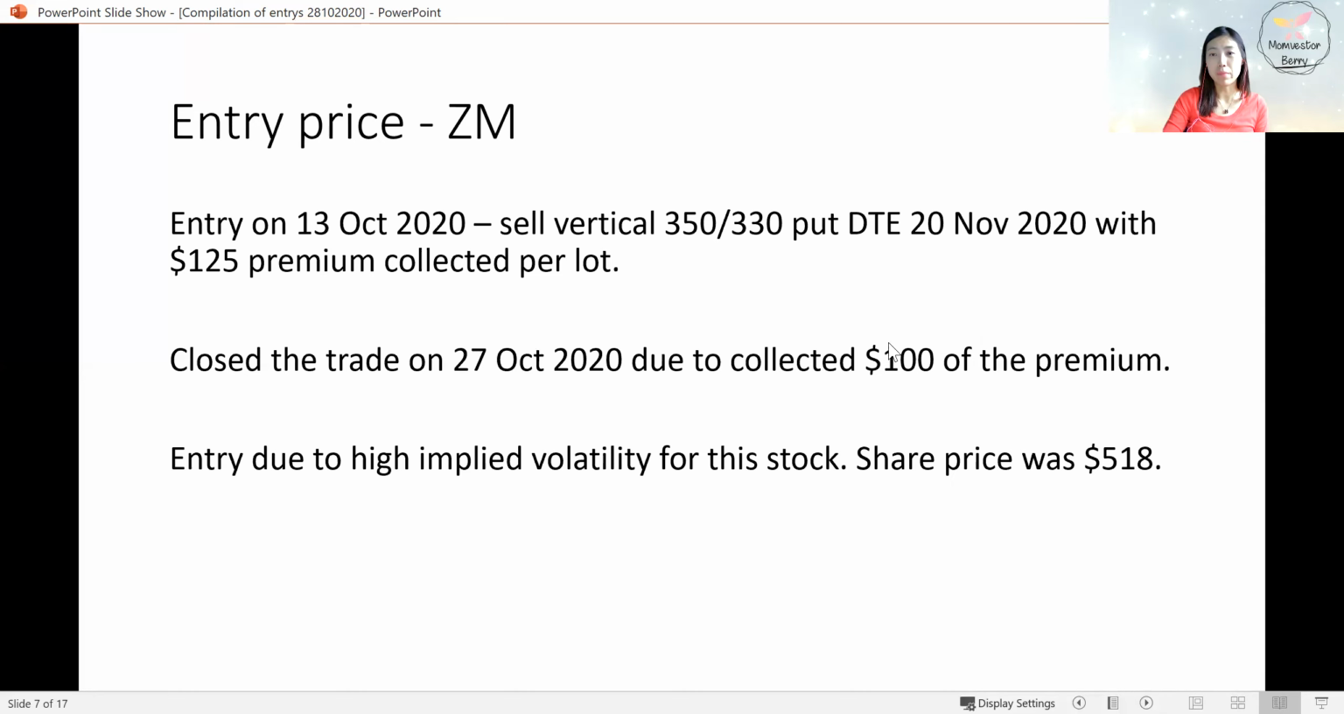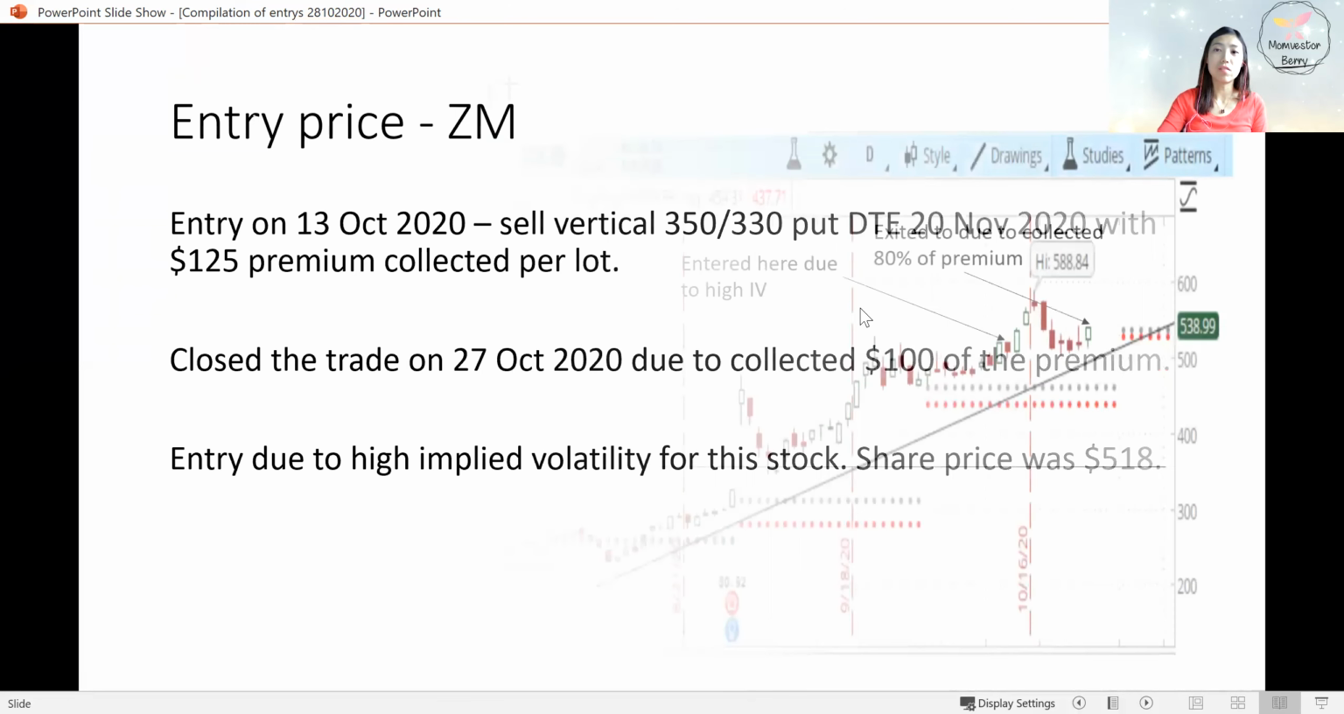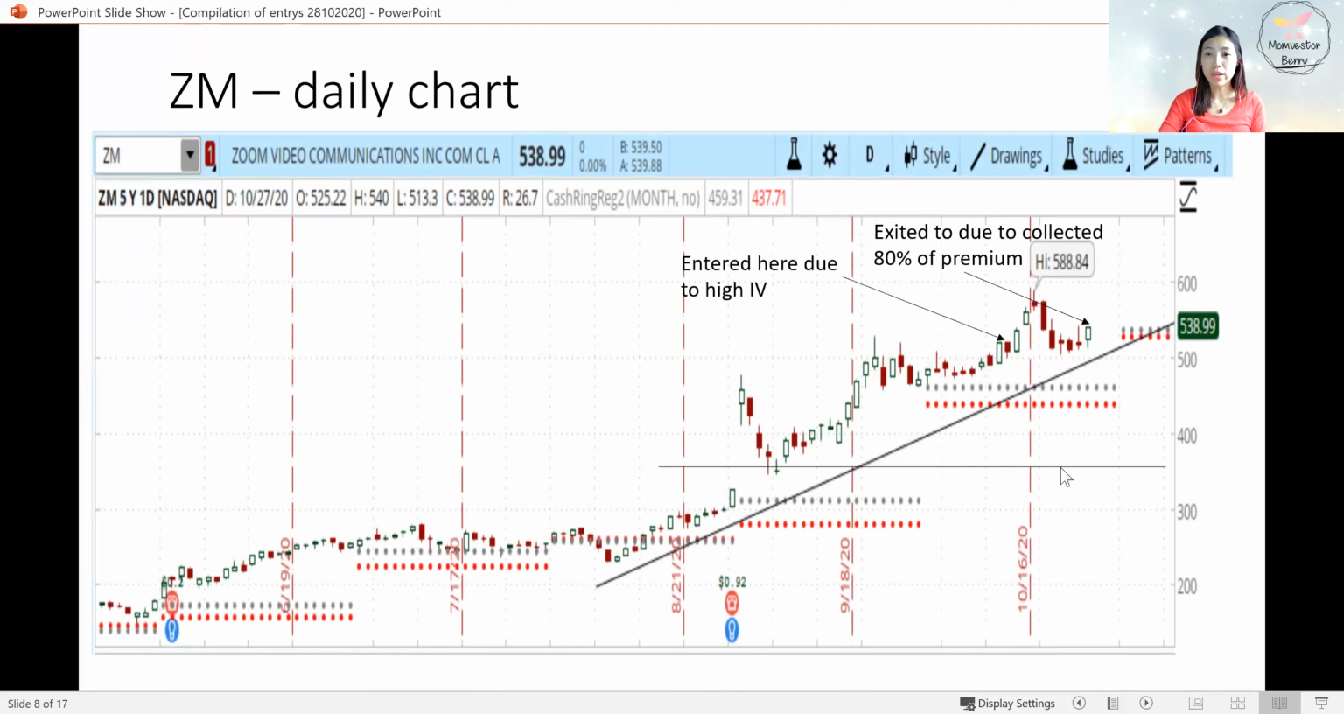Since I had made almost 80% of the profit already, I decided to close and collect the $100 premium and move on to another, better opportunity. If I can see a good opportunity, I just move on with my capital. The entry was because of high implied volatility. When I entered on this day, the share price was $518, so I thought $350 was quite safe. This is the safe price point, and the price continued to go up.